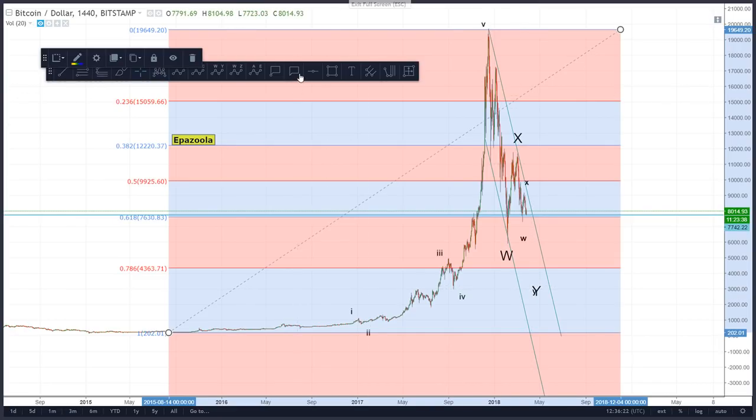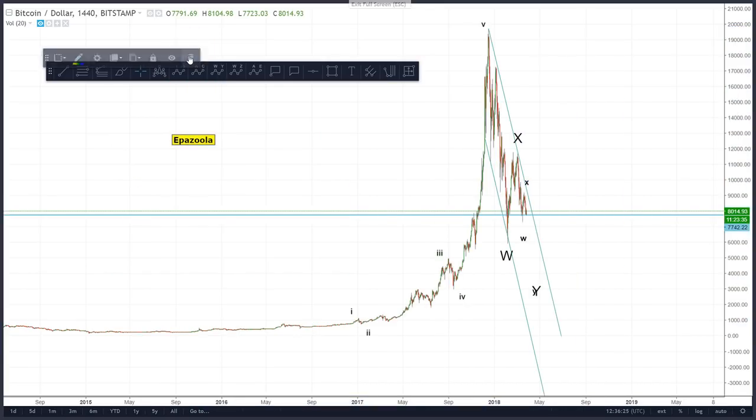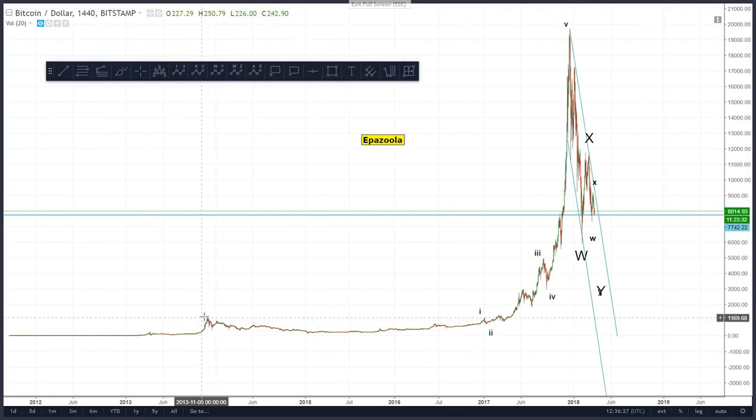And technically speaking, if Mt. Gox was the end of wave 1, well no, this wasn't the end of wave 3. If it was the end of wave 3, then it wouldn't be able to come down lower than wave 1, which is Mt. Gox, which is at $1,100, $1,200. So if this was the end of wave 3, wave 4 would not be able to come down lower than $1,200. However, I don't think that's the case. I don't think this is the end of wave 3, in which case this can come down to wherever it wants.